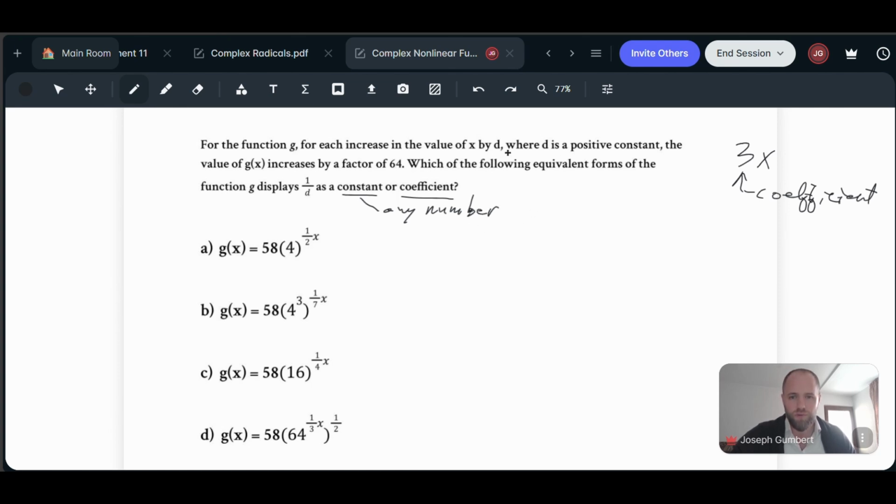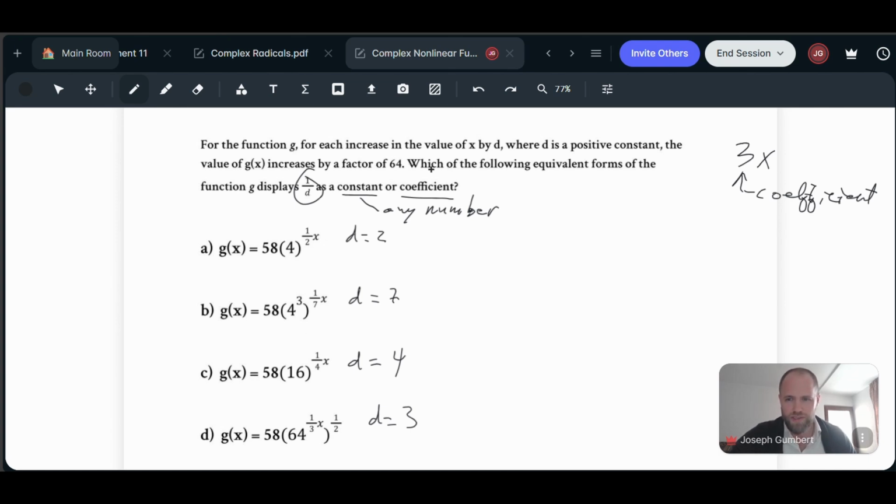And so when it says here we have 1 over d displayed in the function g, in this case, d would equal 2 because we have 1 over 2. In this case, d would equal 7 because we have 1 over 7. In this case, d would equal 4 because we have 1/4. And then in this case, d would equal 3 because we have 1/3 x, right?